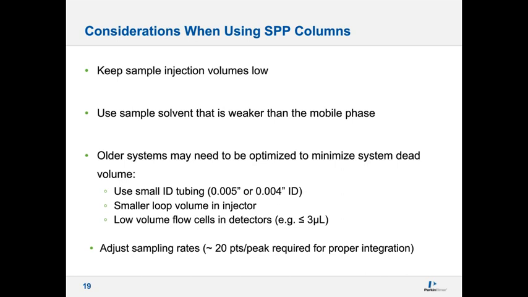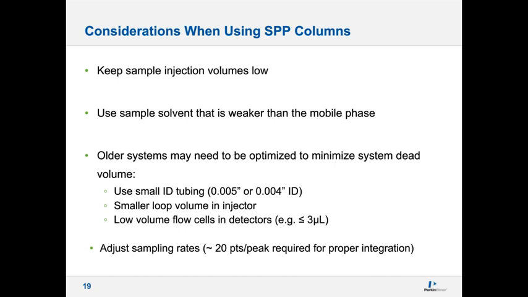A final consideration is that SPP columns are much faster than fully porous columns, and as a result, the peak widths can be much narrower, so the sampling rate should be adjusted to still maintain at least 20 data points across the peak to allow accurate integration.